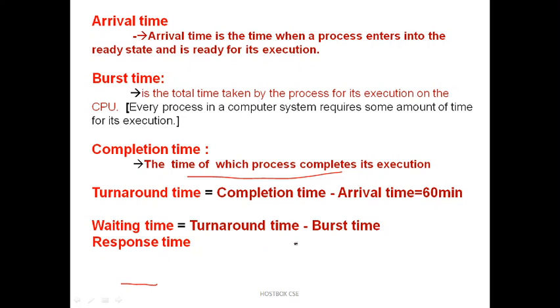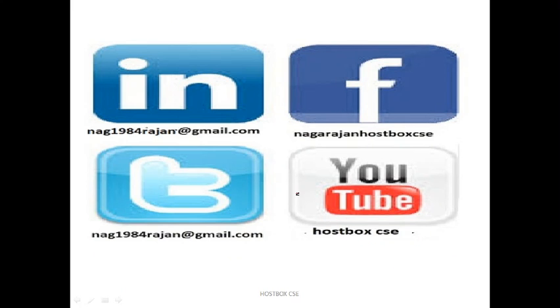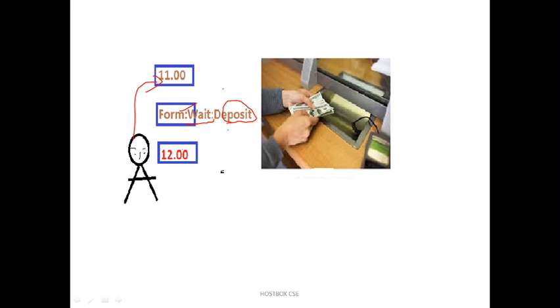The next very important term is turnaround time. What is turnaround time? It is the completion time minus the arrival time. Let's assume the completion time is totally 1 hour, that is 60 minutes. So completion time minus arrival time; in this scenario the completion time takes totally 60 minutes.